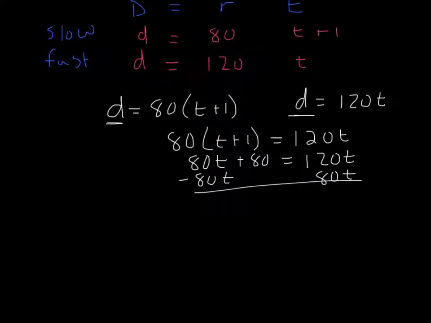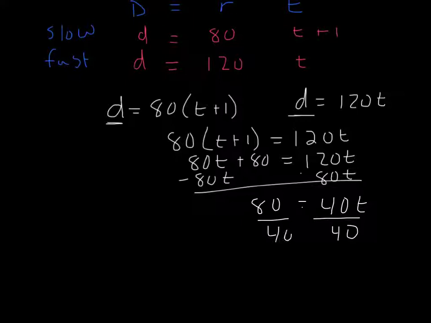Alright. So we'll subtract 80t from both sides. 80 equals 40t. And we divide by 40. And t equals 2. Now, here's the problem.